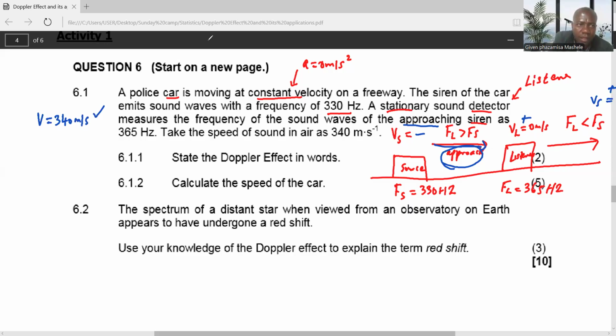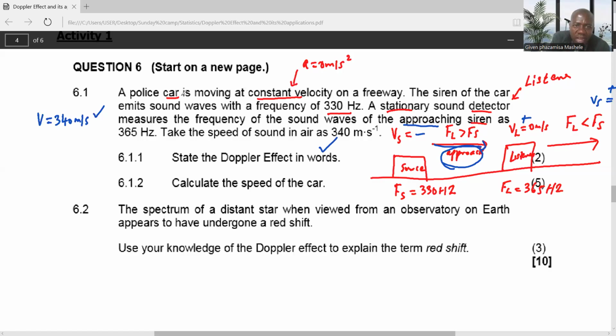Okay, right. Now, without wasting time, the first question says, state Doppler's effect in waves. I believe you can do that. Then here it says, calculate the speed of the car. We want to know what is the speed of the car here.